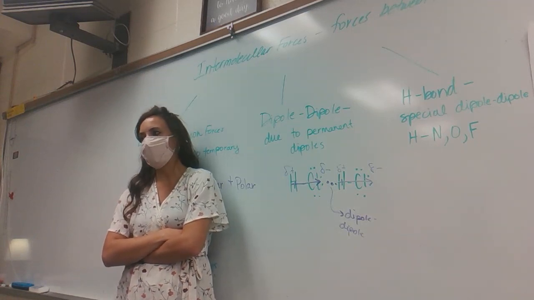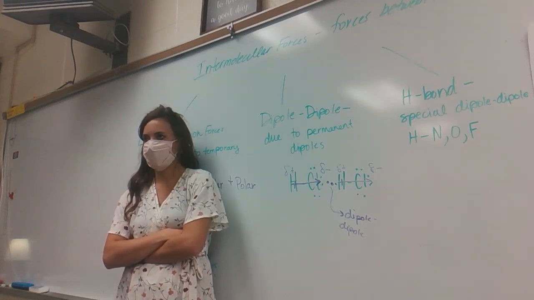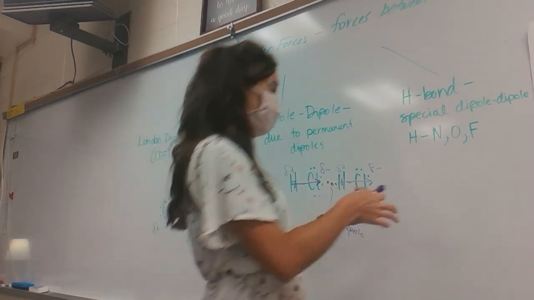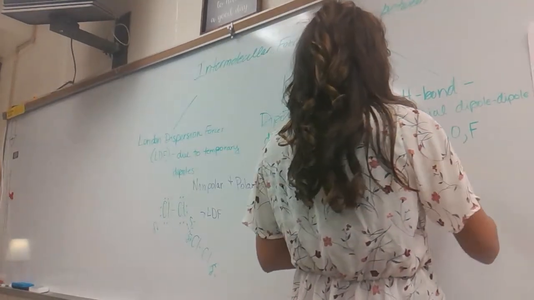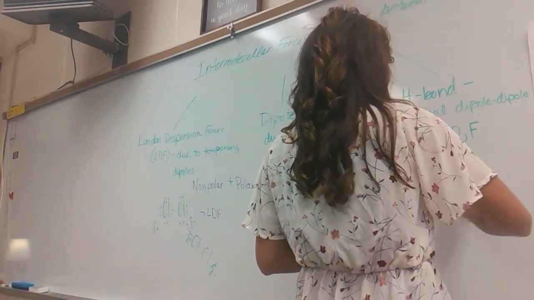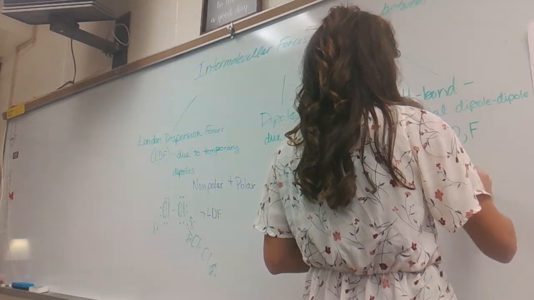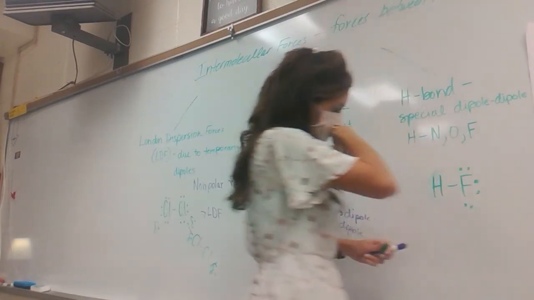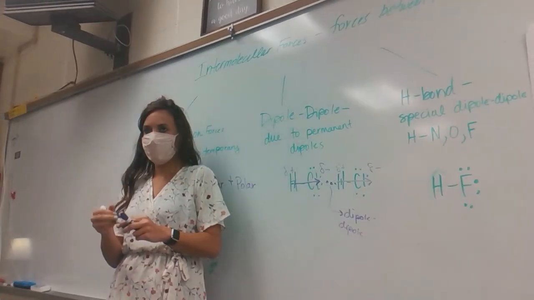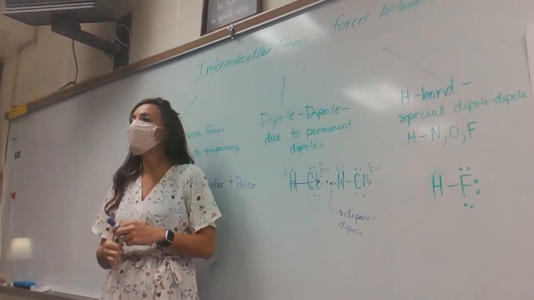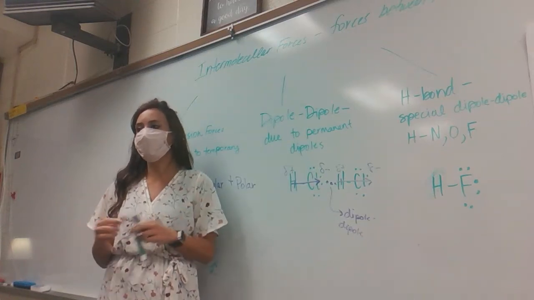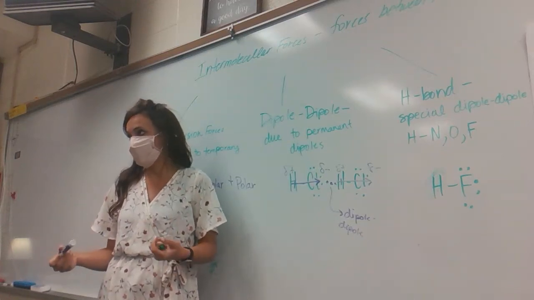What's special about N, O, and F? They're very electronegative. They're the most electronegative. So if we look at hydrofluoric acid, HF, fluorine is the most electronegative. It is very good at attracting electrons.